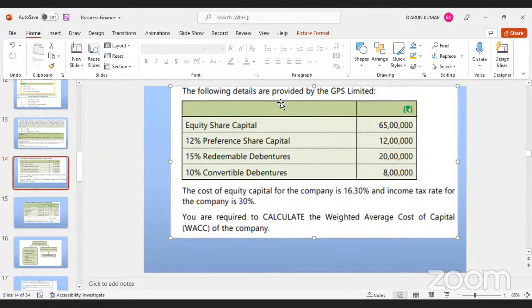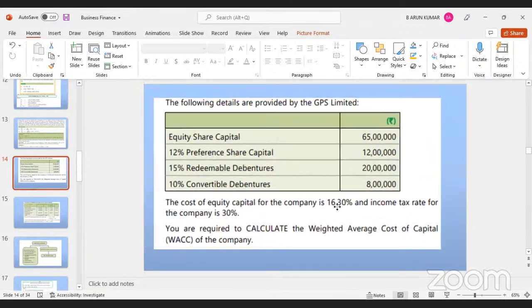So, the following details are provided by GPS Limited. Equity share capital is 65 lakhs, 12 percent preferential share capital is 12 lakhs, 15 percent redeemable debentures are 20 lakhs, and 10 percent convertible debentures are 8 lakhs. The cost of equity capital for the company is 16.330 percent, and the income tax rate for the company is 30 percent. You are required to calculate the weighted average cost of capital.